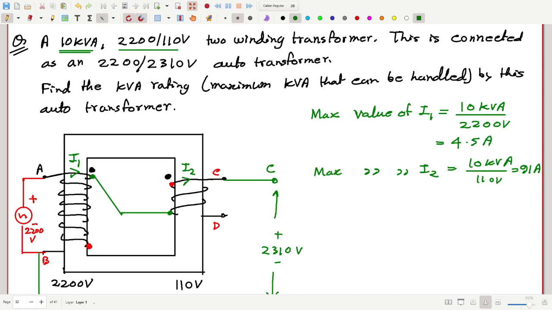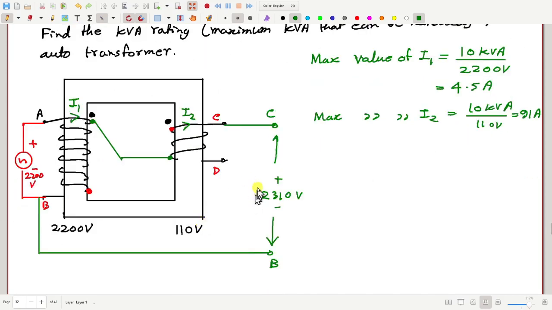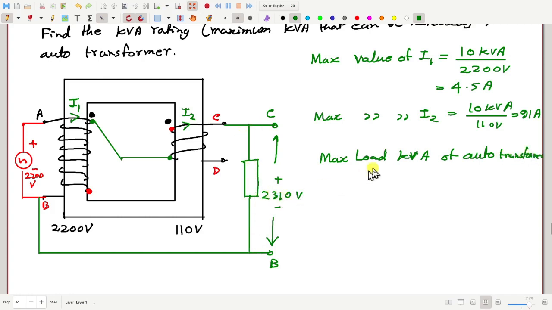Now, after this reconnection, if I put a load here, how much kVA can we transform to this load? So the maximum load kVA of the autotransformer will be this load voltage, 2310 volt.